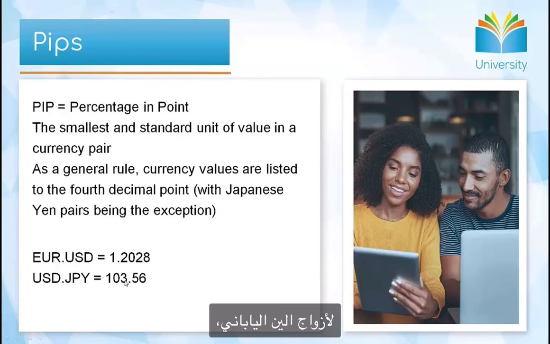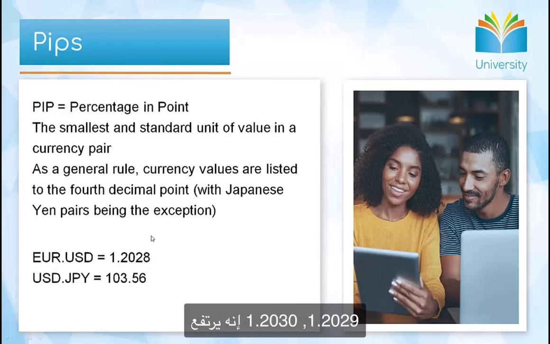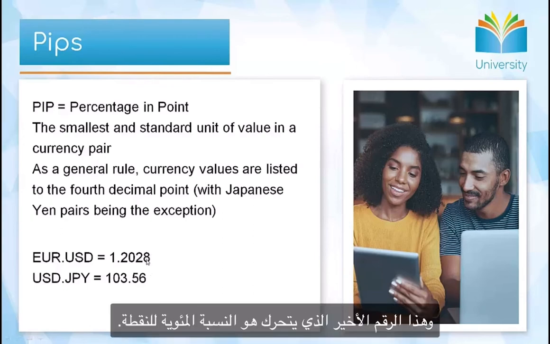For the yen pairs, it would be 103.57, 103.55. It's going down or it's going up a pip. With the Euro USD, you'd watch this fourth number: 1.2029, 1.2030. It's going up, or 1.2027, 1.2026. It's going down, and it's this last number moving that is a pip.